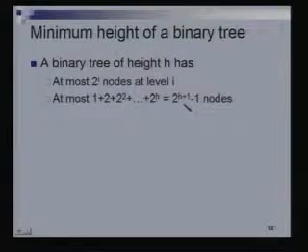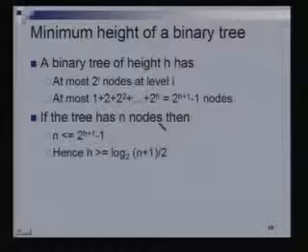And if there are at most 2 to the i nodes at level i, this implies that the total number of nodes in your binary tree of height h is at most 1 plus 2 plus 2 squared, and so on. Yeah, it's height h, so the last level is h. At level 0, there will be 1 node, but at level 1, there are at most 2 nodes. At level 2, there are at most 4 nodes, and so on. So this is the maximum number of nodes that a binary tree can have.